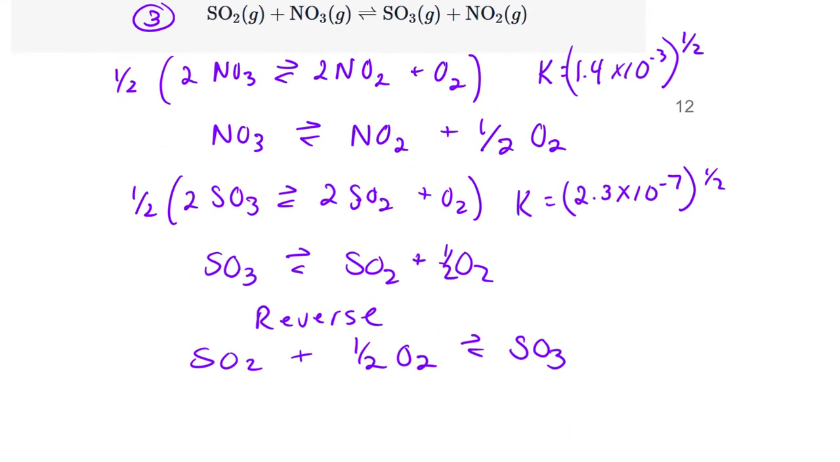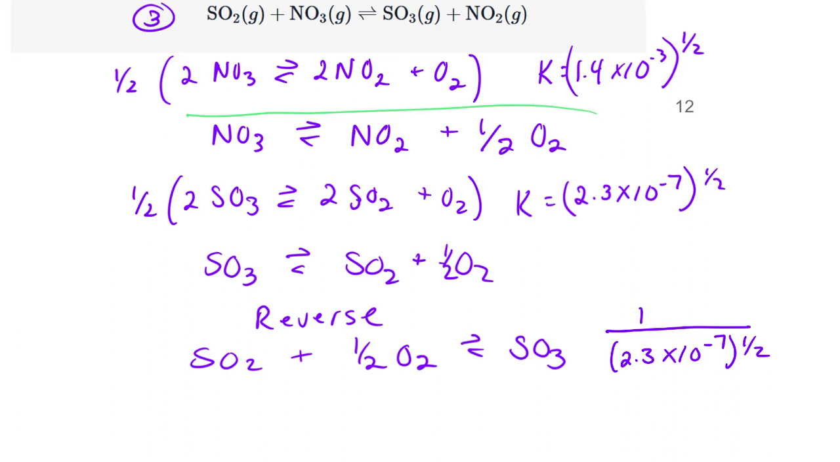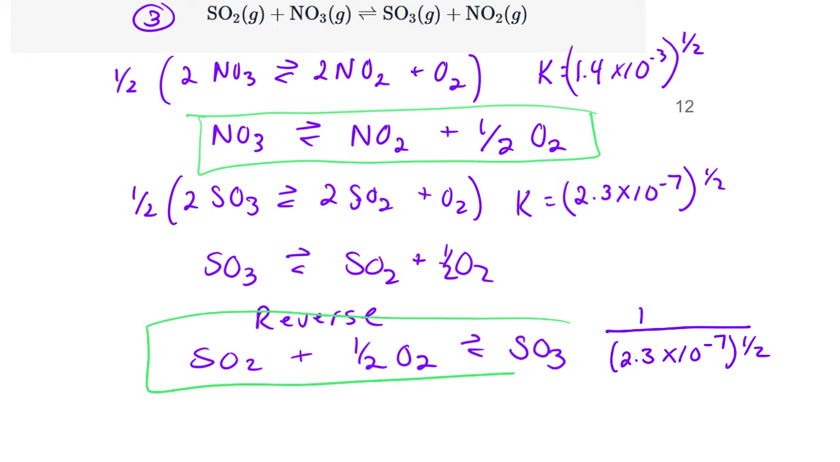And what do I do to K? Reciprocal, yep, take the inverse. So that's going to be 1 over 2.3 times 10 to the minus 7 raised to the 1/2 power. Okay. Now we can take our two equations that I'm circling or putting a square around here in green, and we can add them together.